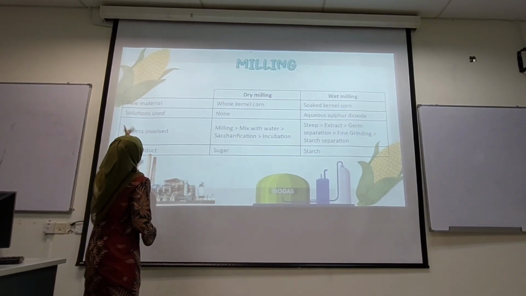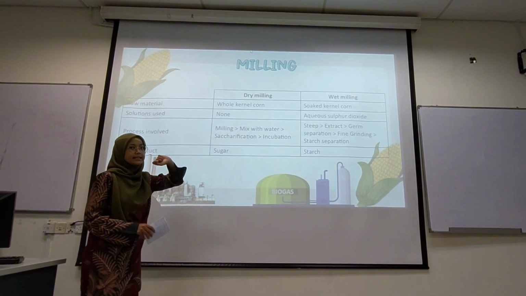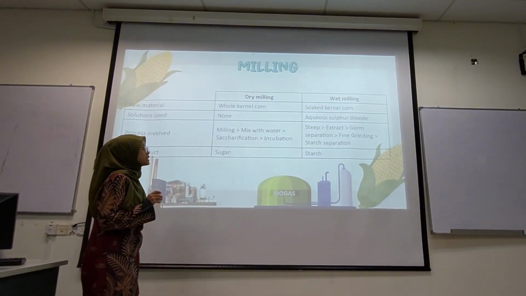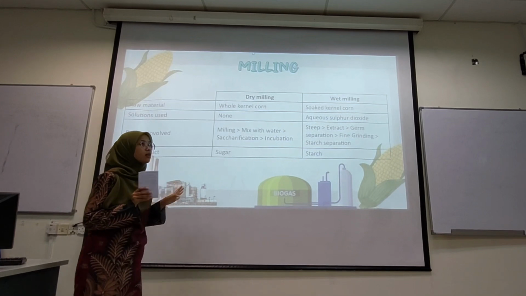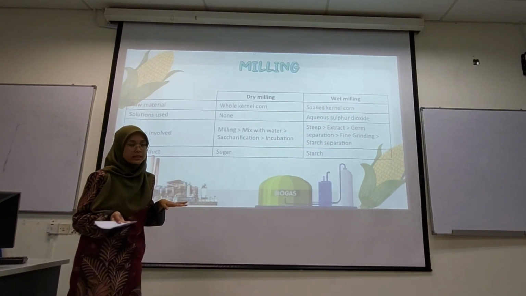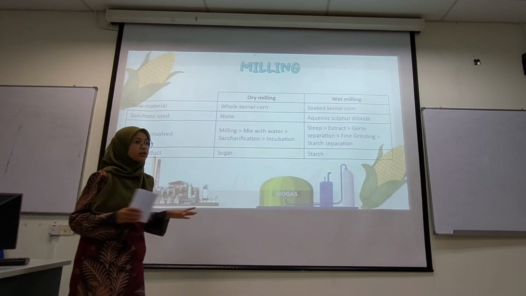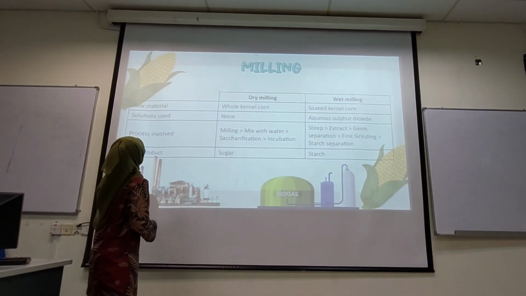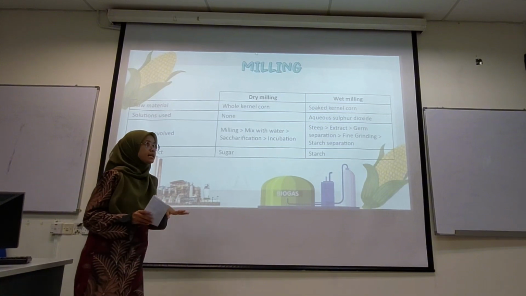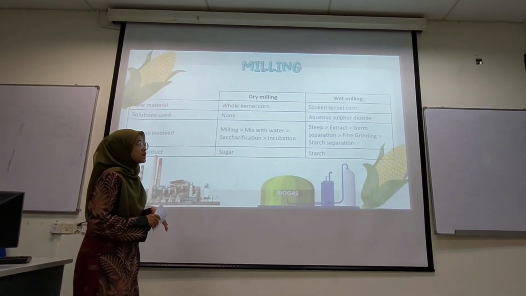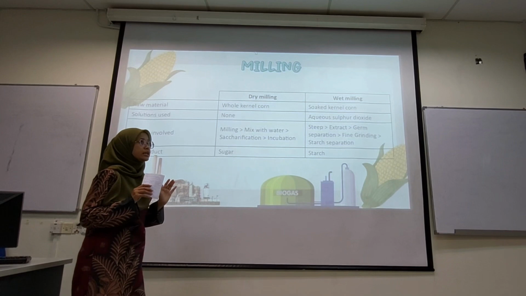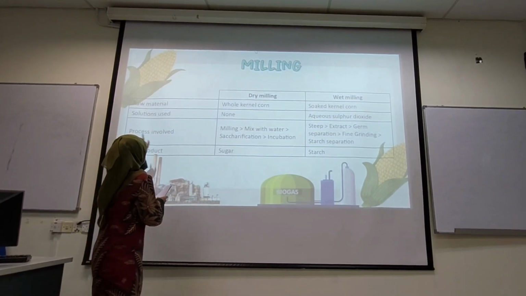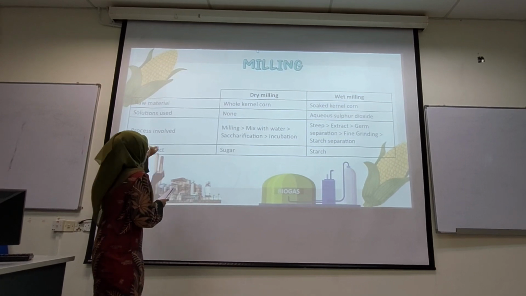For the first one, raw material: for dry milling, we usually just use a stock of corn only. We don't use any kinds of solutions or anything. The second is solution use. Basically, in the traditional way, we don't request or use any solutions. The third point is the process involved.